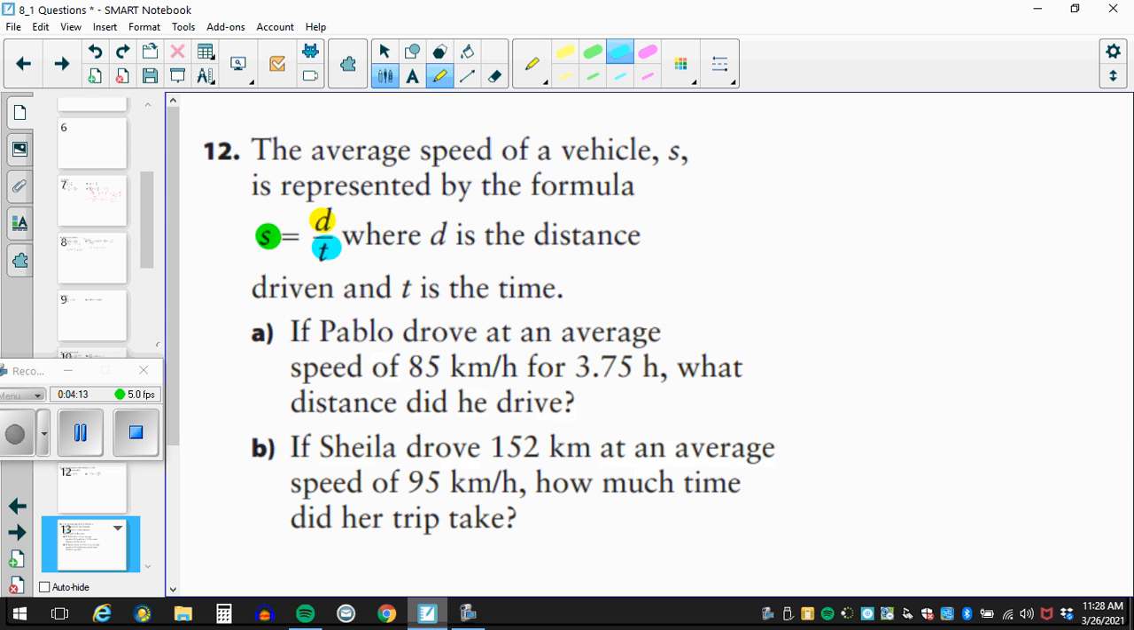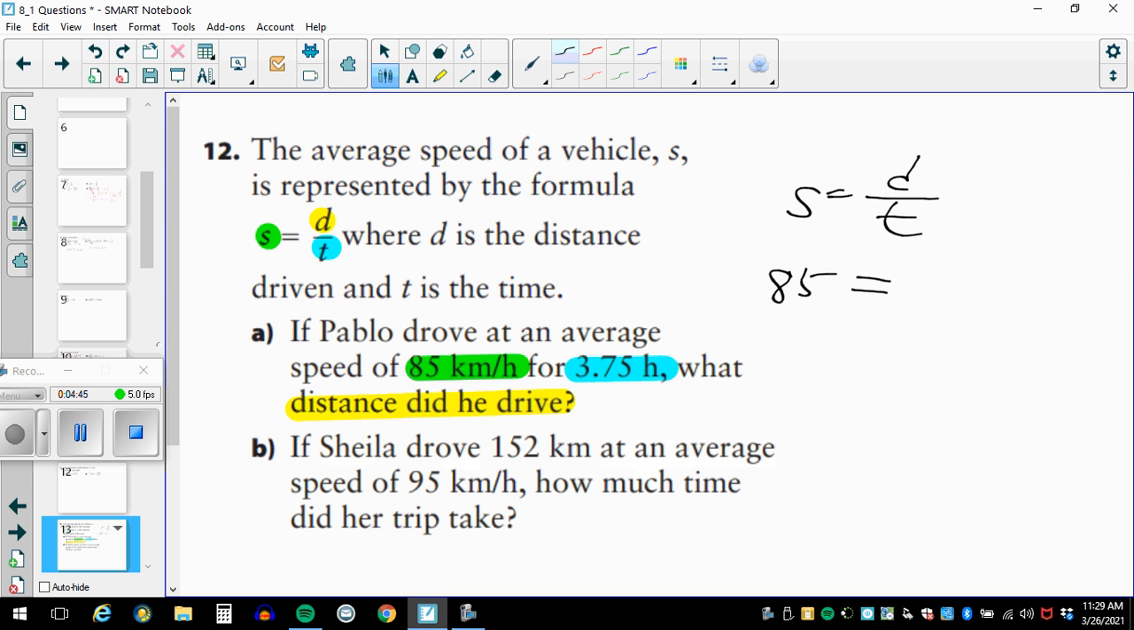So if I think about this, in A, we are going to start with the time, which is 3.75, because that's the time. And if I think about speed, which is green, this is my speed. The one I don't know is the distance that he drove. So what we have to do here is take our formula, speed equals distance over time, and substitute the things we know. So we know the speed is 85 kilometers per hour. We do not know the distance, so we're going to leave that as a variable. And our time is 3.75 hours.